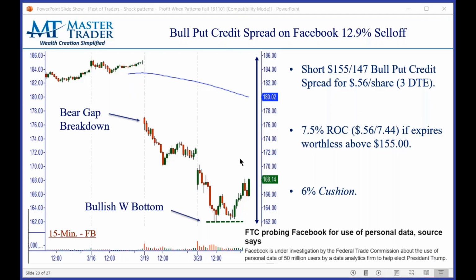Well, this picture turned out to be a beautiful W bottom. And we were day trading it, but the volatility was off the charts. These are one of our favorite types of selling bull put credit spreads. And we sold the $155 way out of the money puts. We bought the 147s, took in 56 cents a share. So if you did a 10 lot, that's $560 goes into your account. Folks, as long as it closes in 3 days above 155, you make 560 bucks.